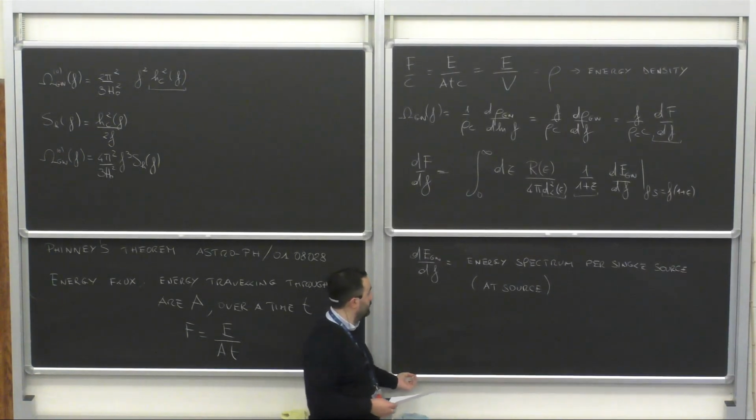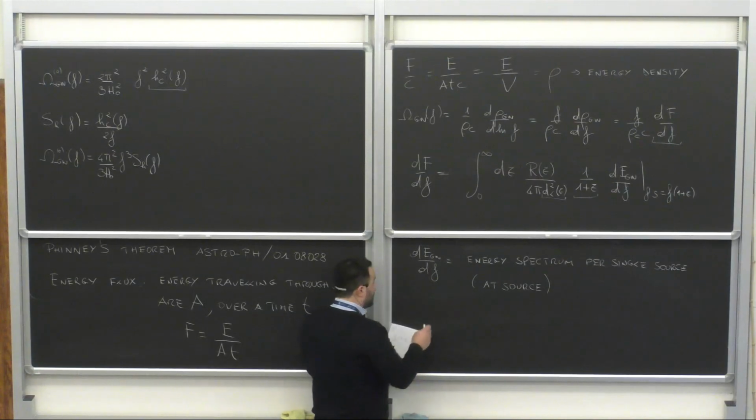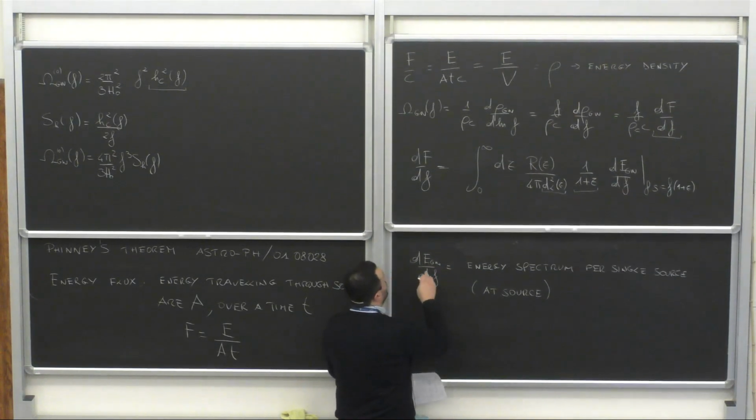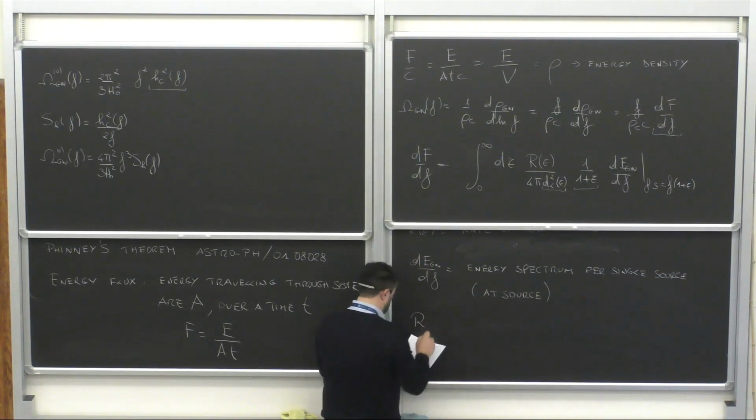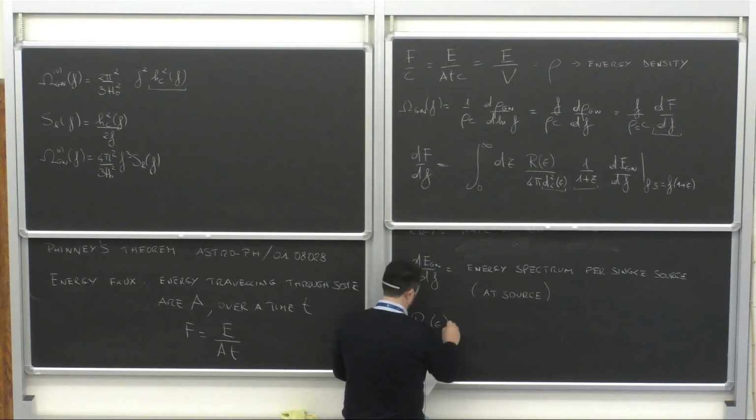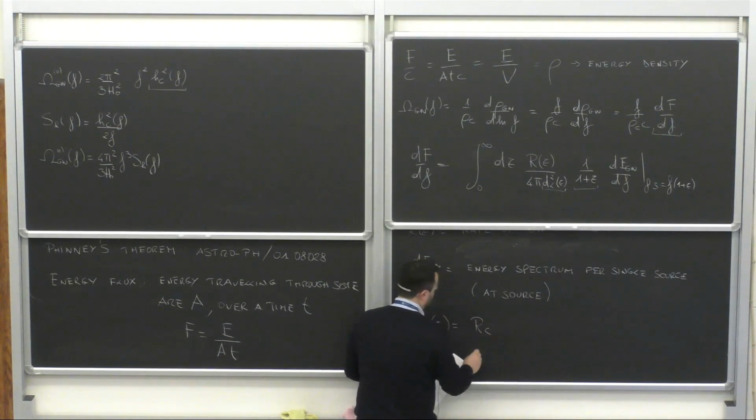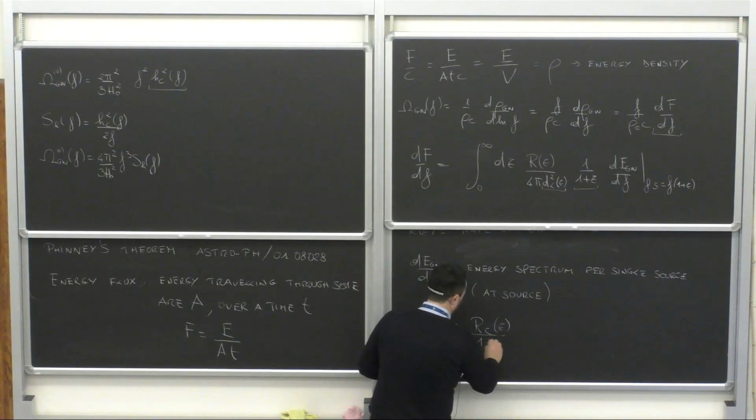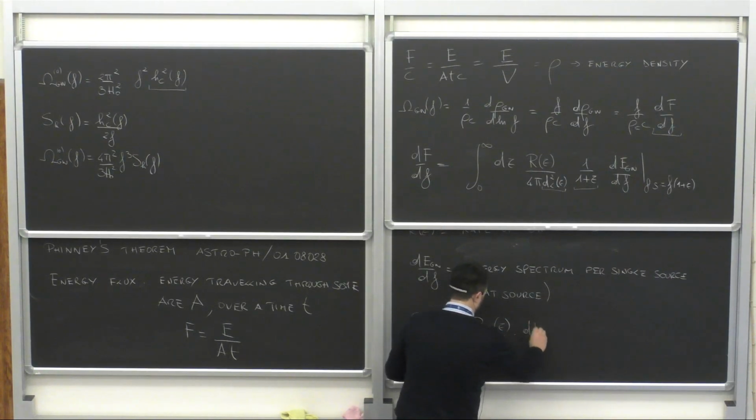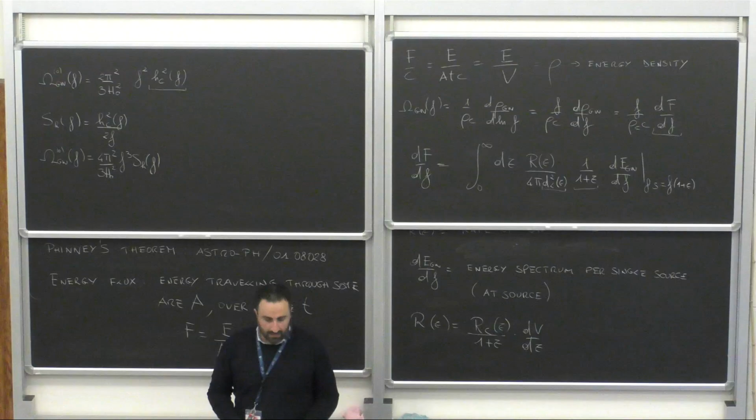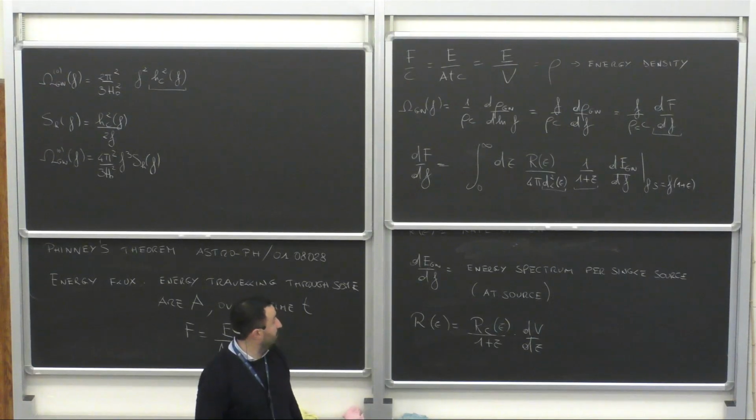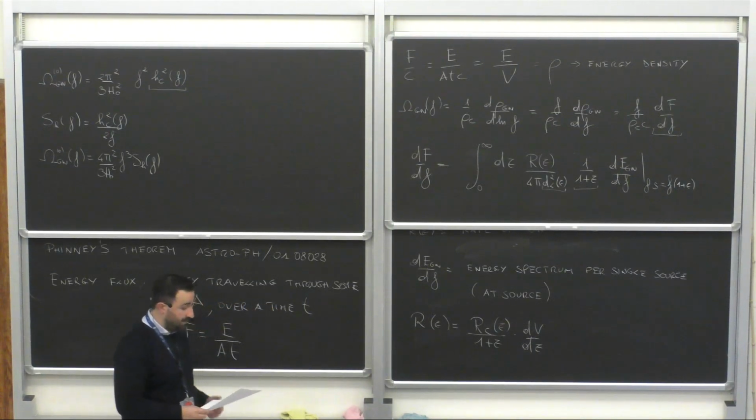So nothing complicated. The rate of sources, this is what I call R. As we will see later, it's very important. This can be written, if you want, in terms of the comoving rate. When I add c, this is the comoving one, for comoving volume. This is it.